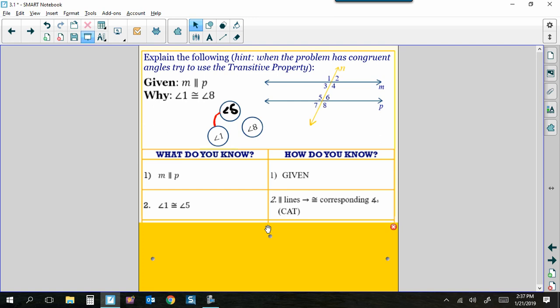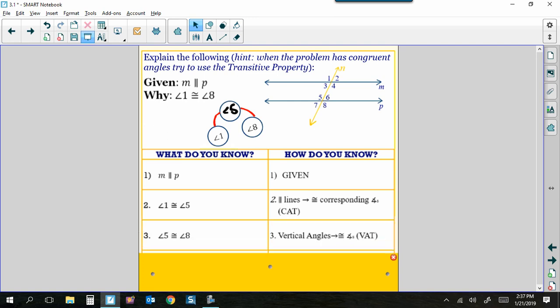So now that you've linked angle 1 with angle 5, let's see if we can link angle 5 with 8. What do we know about angle 5 and angle 8? Well, looking at the picture, they're opposite an intersection point from each other. So we know that they are congruent because they are vertical. Vertical angles make congruent angles. VAT in capital letters, the vertical angle theorem, is what I'm explaining in my reason.